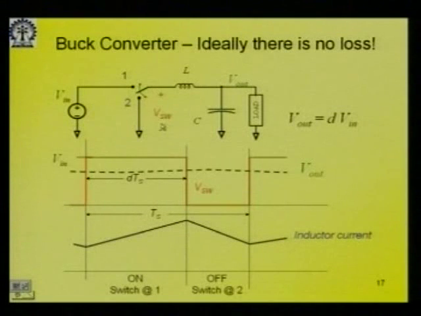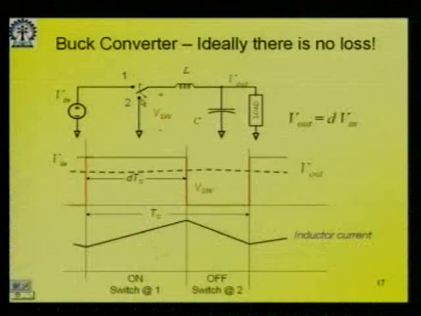And so, what is the benefit? What is it that we are gaining through this? If we have an ideal switch and the inductors and the capacitor are lossless, in the sense that the inductors do not have any series resistance, and capacitors do not have series or parallel equivalent resistance, then there is no loss in this circuit.